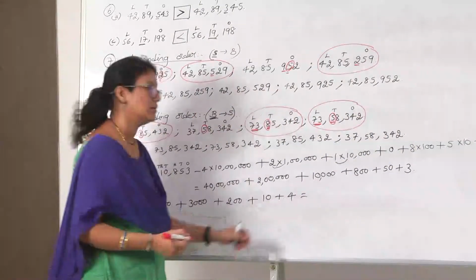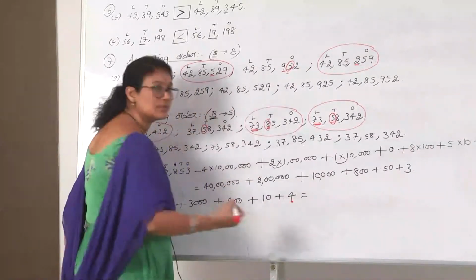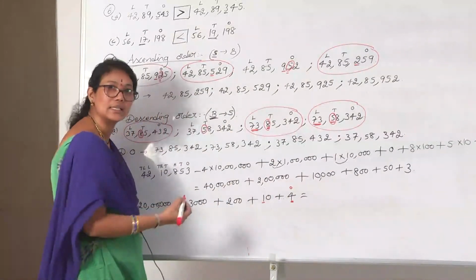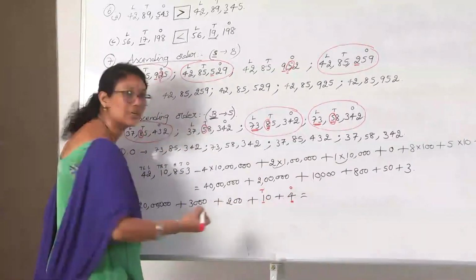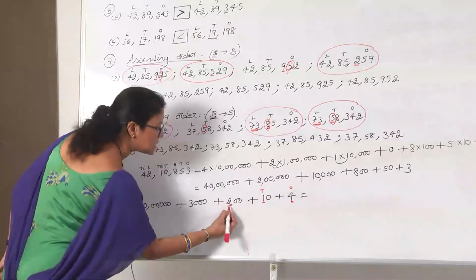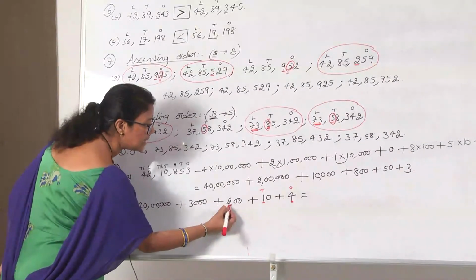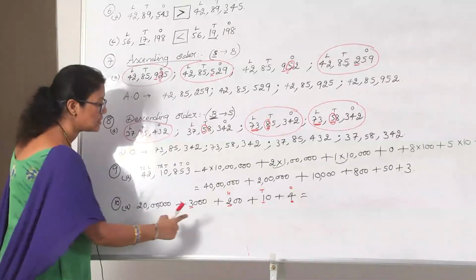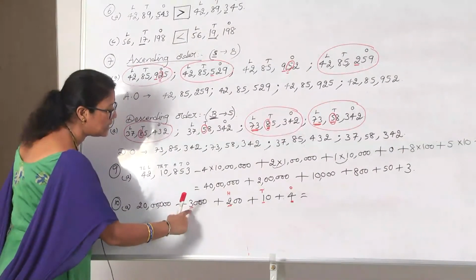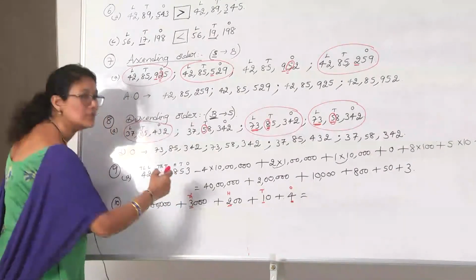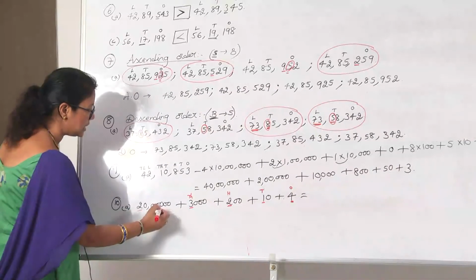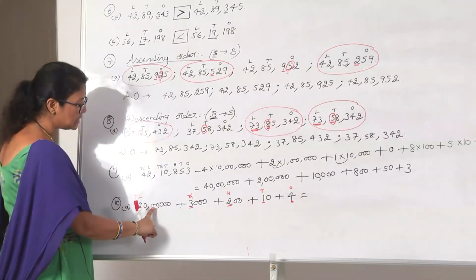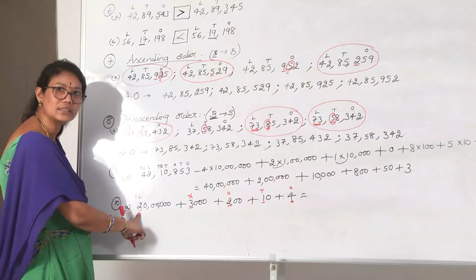Let us check in which place this 4 is. 4 is in 1's place. Check under which place this 1 is. 1 is under 10's place, right children. And check under which place this 2 is. 2 is under 100's place, right children. Then check out 3 is under which place. Count here 1's, 10's, 100's and 1000's place. So, 3 is under 1000's place. Similarly, 2 is under 10 lakh place. You can check it: 1's, 10's, 100's, 1000's, 10,000's, lakhs and 10 lakhs, right children.